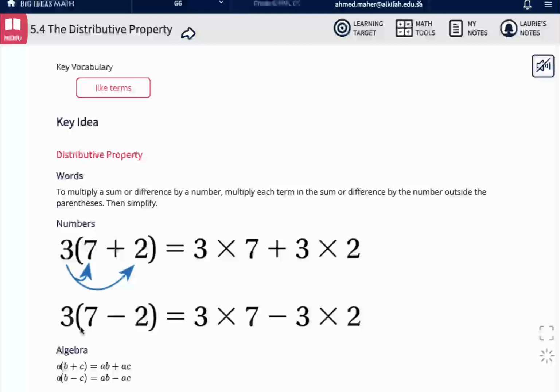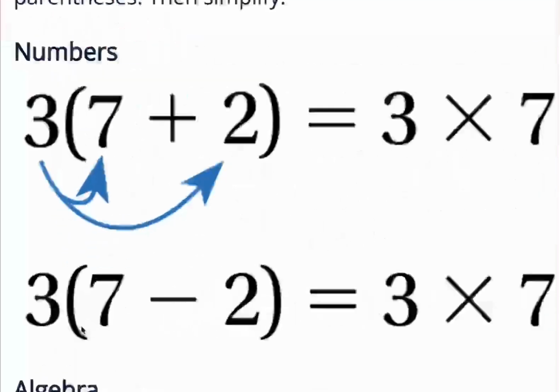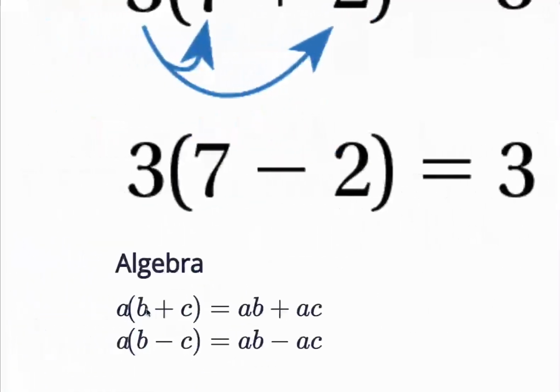The same for subtraction. We can say in algebra, if we have three numbers A, B, and C, for any three numbers, A times the quantity B plus C equals A times B plus A times C. And also for subtraction, A times the quantity B minus C equals A times B minus A times C.